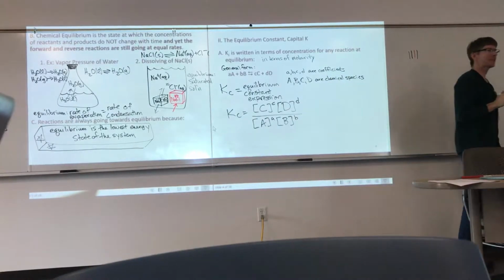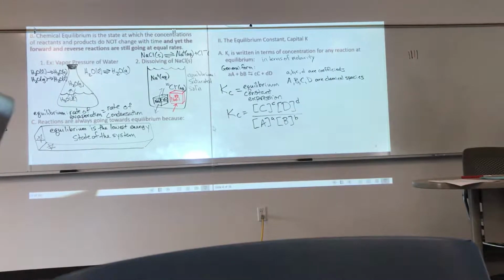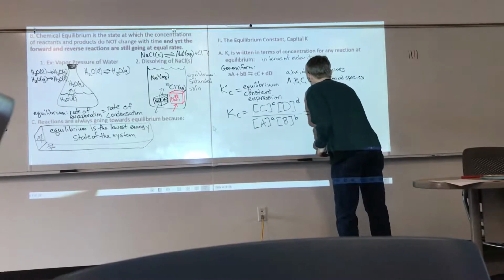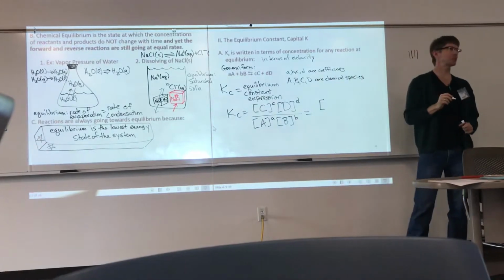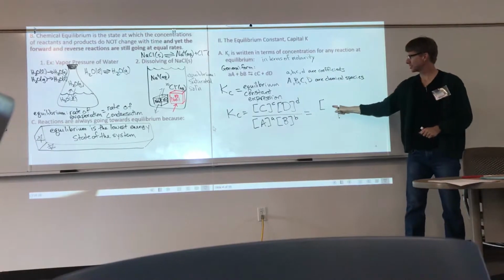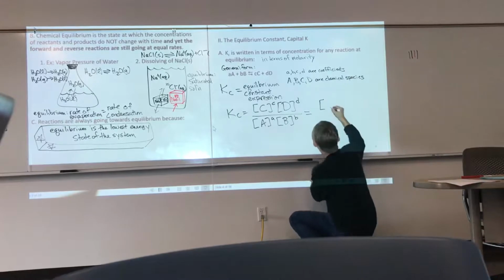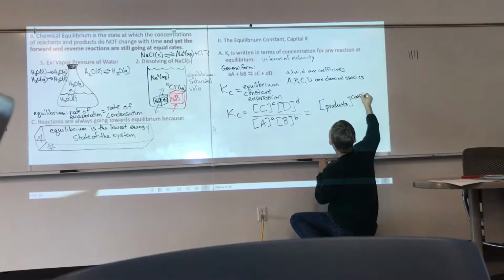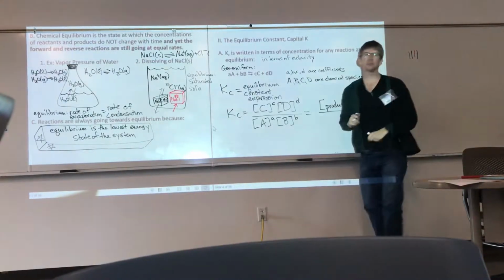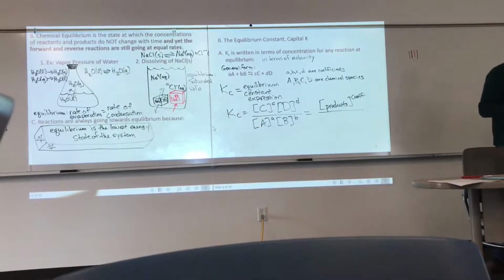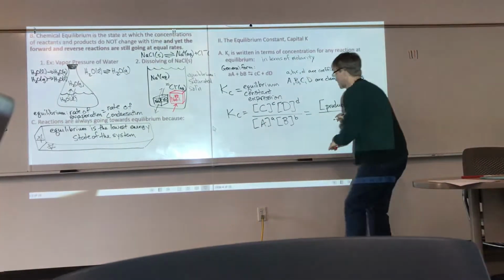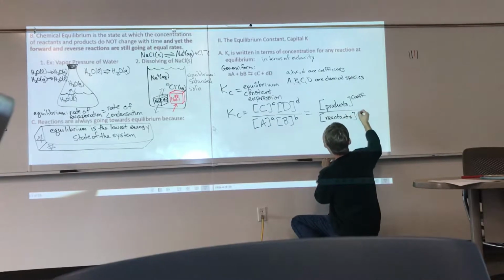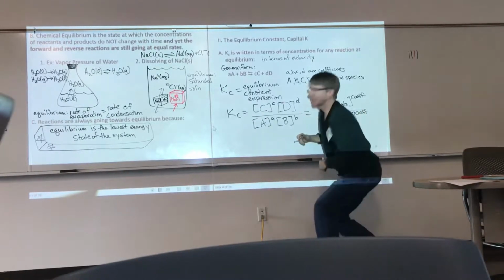And we've got chemical species as concentrations. We've got coefficients as exponents. And in fact, an even more general term will look like this. It'll be concentrations of products raised to the power of the coefficients divided by concentrations of reactants raised to coefficients.